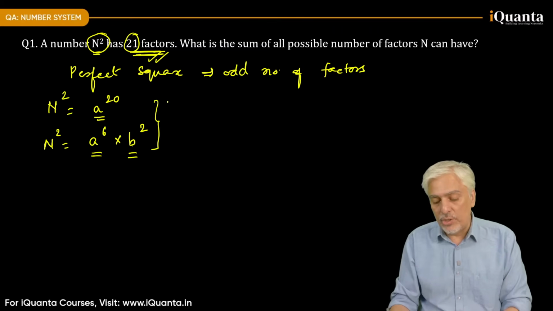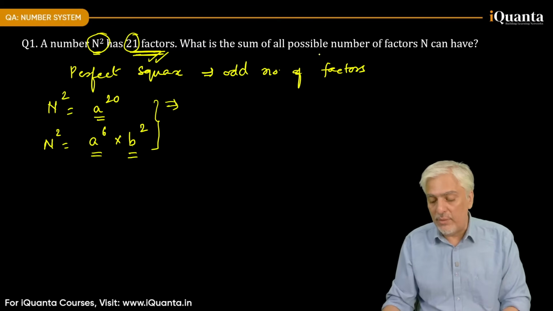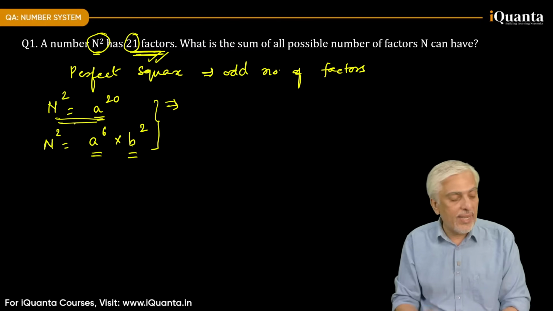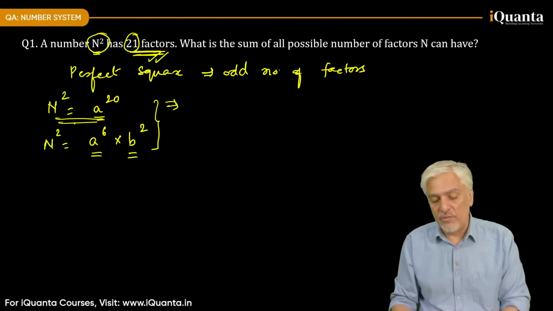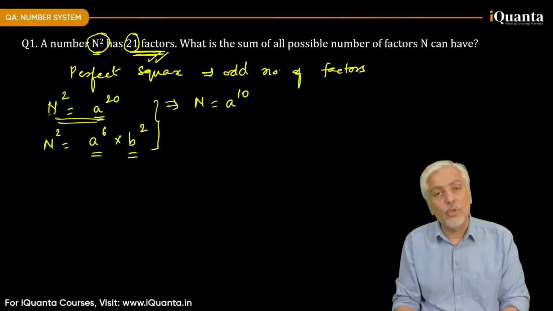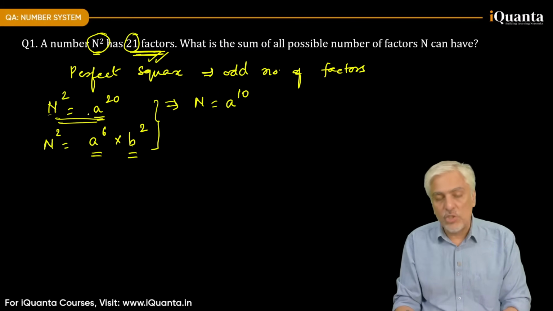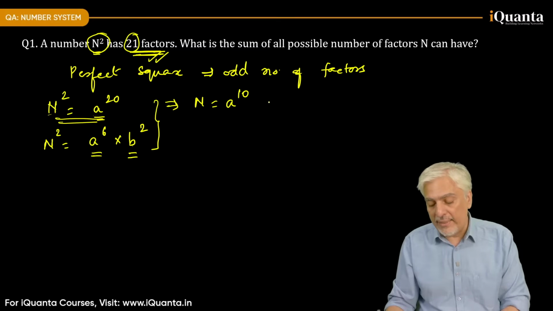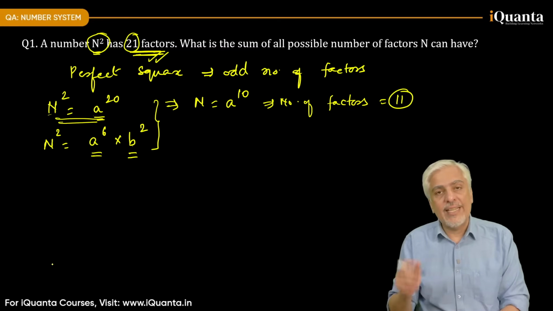Now, let's continue the question. I want to find the sum of all the possible factors n can have. So if this is n square, what will n become? n will become a raised to 10, taking square root on both sides. If n square is a raised to 20, n is a raised to 10. And the number of factors over here will become 11. That's one part.